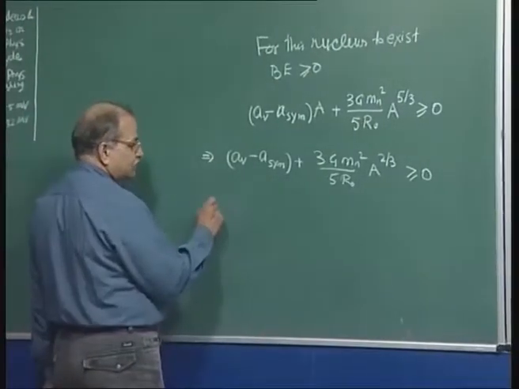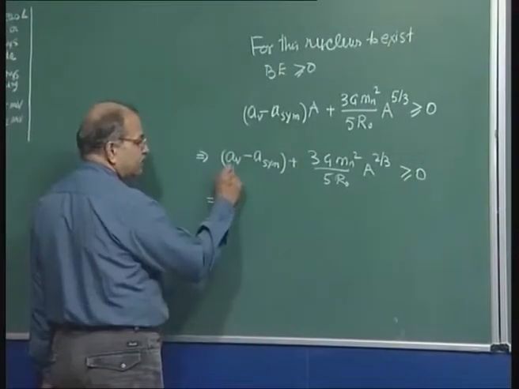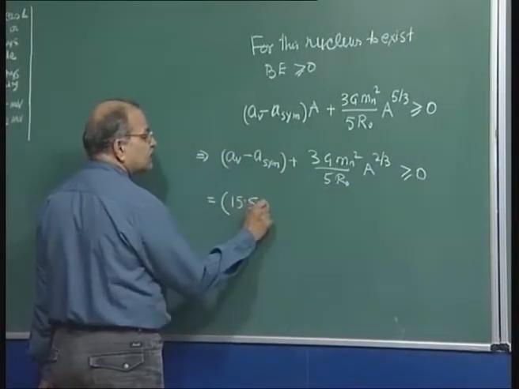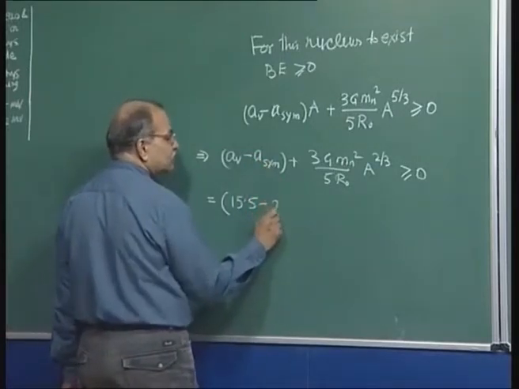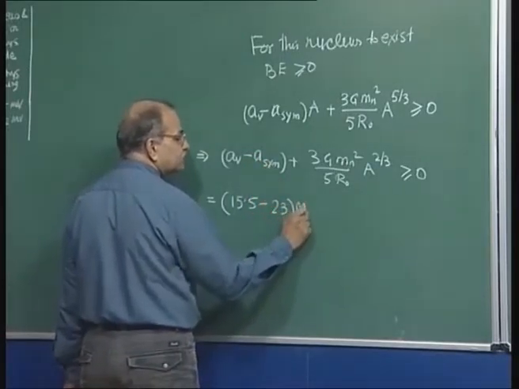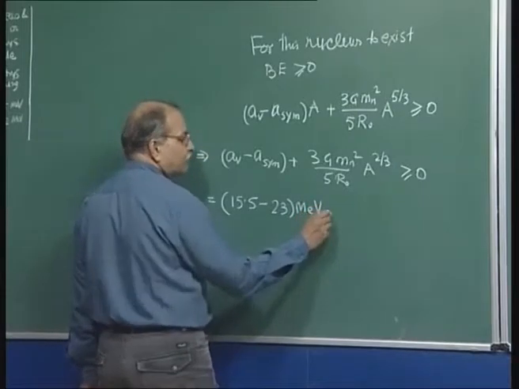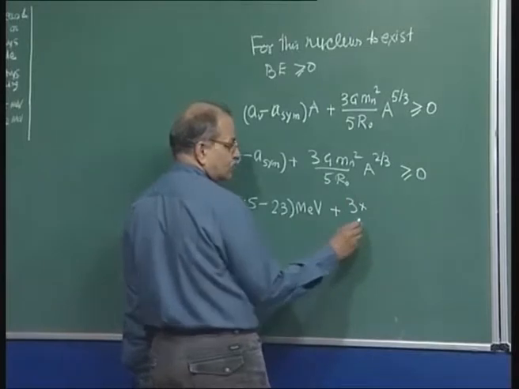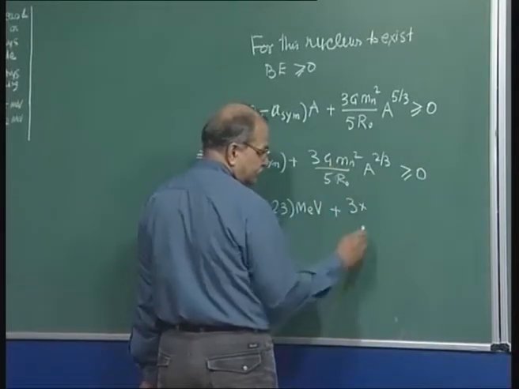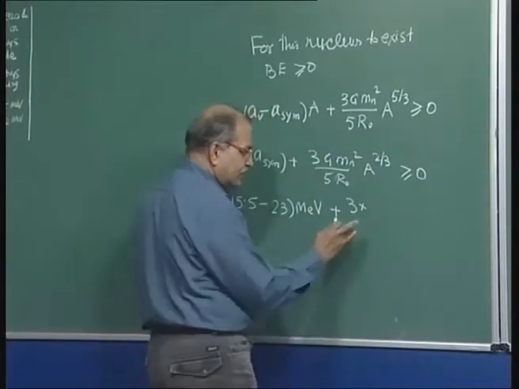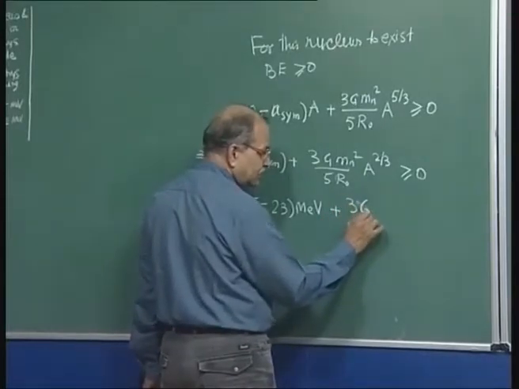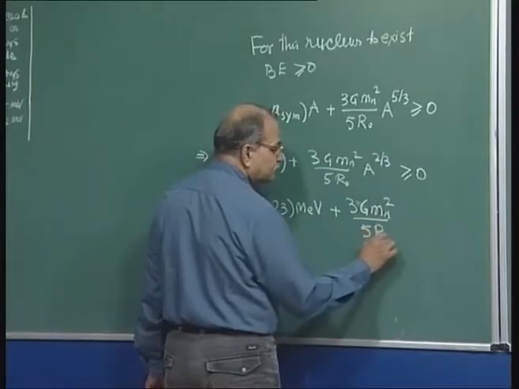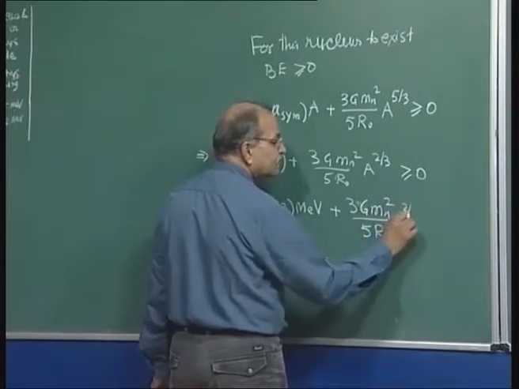Let us put the values. How much is A_V? 15.5 MeV, and how much is this A_sym? 23 MeV, plus 3 into G. Next line I will write the values. Okay, let me write G m_n square by 5 r naught A 2 by 3 greater than 0.